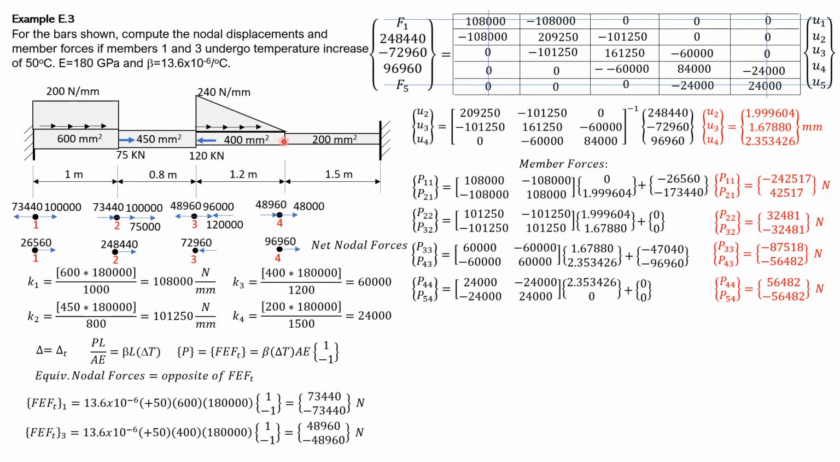Then at node 4, we have a load that is leftward, so the equivalent nodal force is rightward. That's why you have rightward there, 48,960. Then, of course, due to this loading here, this is 240 times 1,200 over 6, so 48,000. So these are only the forces.